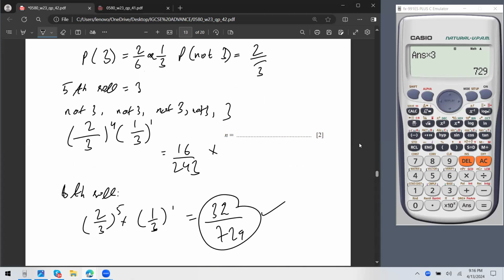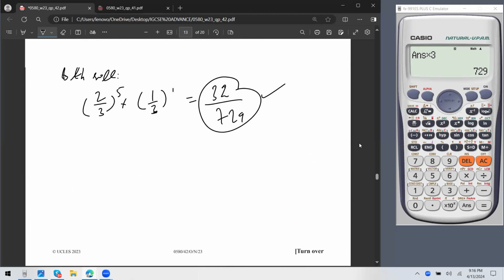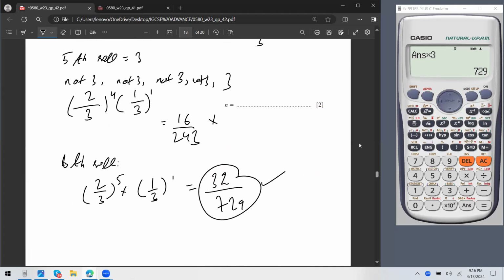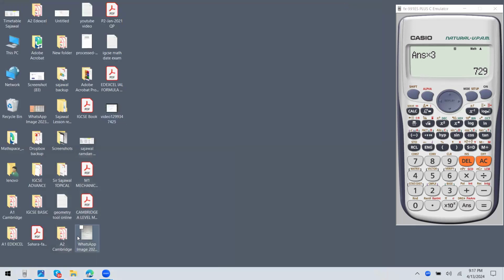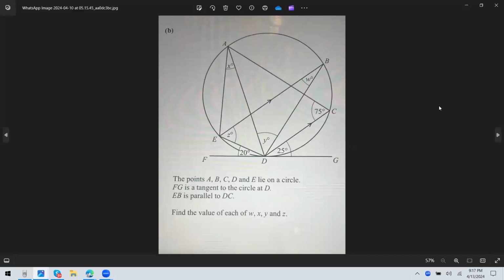Now there is another method, but I think trial and error is better. That will be a little long. So now we are going to do one circle question that Tawais has shown us from the past paper.